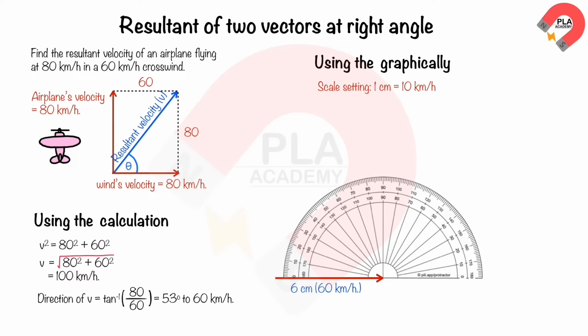Measure the length of the resultant velocity. So, the magnitude of the resultant velocity is 10 centimeters times 10 km per hour, equals 100 km per hour. Measure the angle between the 60 km per hour velocity and the resultant velocity. So, the direction of the resultant velocity is 53 degrees to the 60 km per hour.